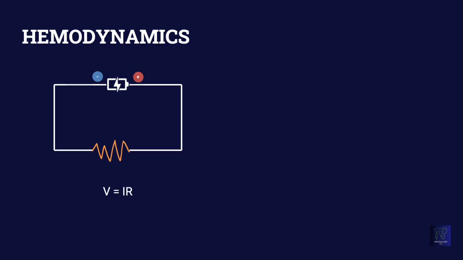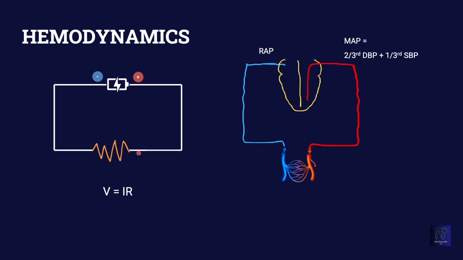Do you remember the formula V equals IR from your physics class? Basically, what it means is voltage or the potential difference across the battery equals I, which is the current flowing across the circuit, and R, which is resistance of the conductor. Our body works in a similar way. Heart and vasculature is a circuit after all.